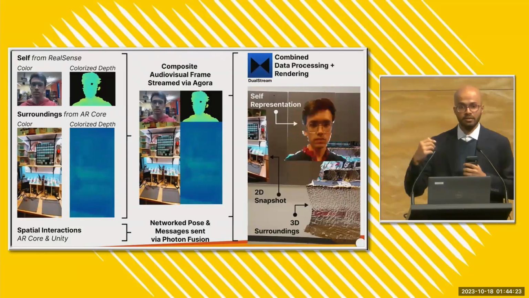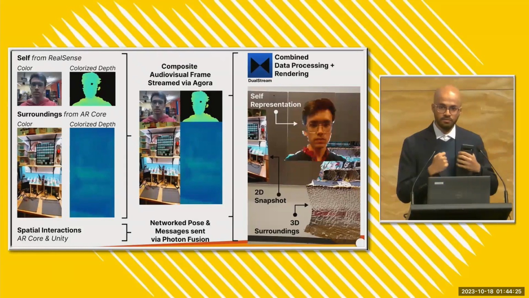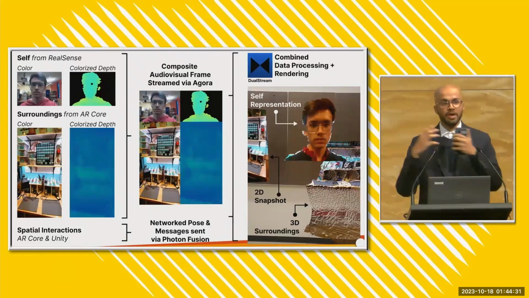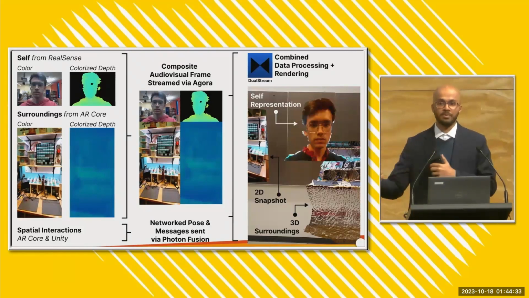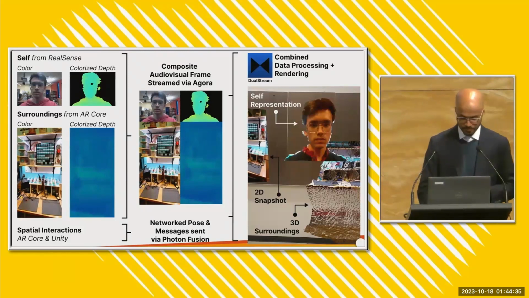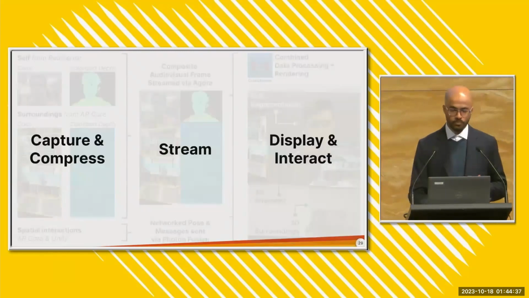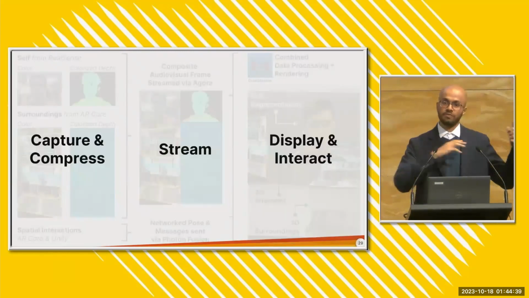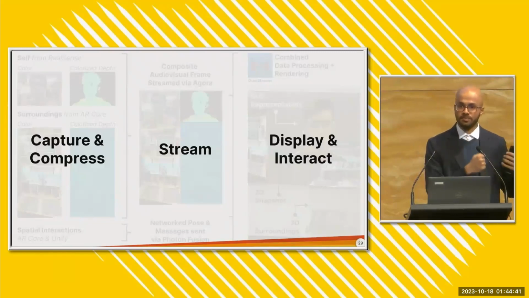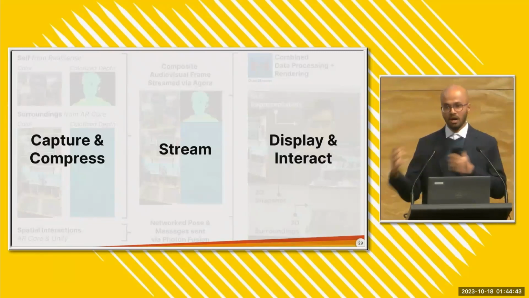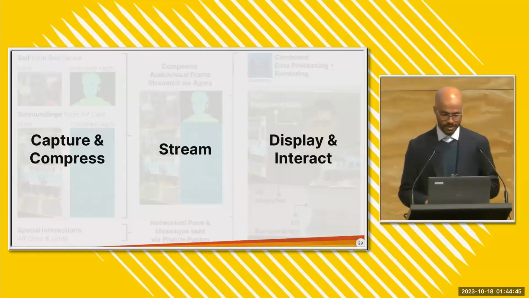And on the other end, it's possible to then receive this video, extract all of the information, also receive the position and interactions from the phone, and then put that together and reconstruct these moving representations of self and surroundings. So, as we talked about earlier, a lot of the challenges that current systems for remote communication face are addressed by DualStream in different ways.